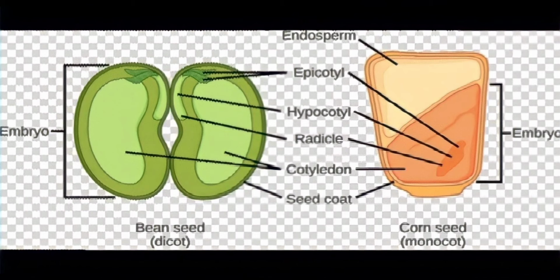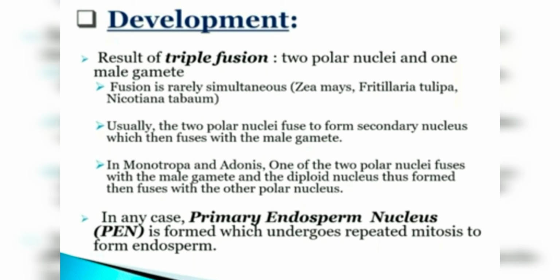It is very clear to differentiate the dicot as well as the monocot seeds. So how will the development occur? Let us see. You already know the endosperm is a result of the triple fusion. That is, the primary endosperm nucleus is formed. It divides prior to the zygote and forms the endosperm.